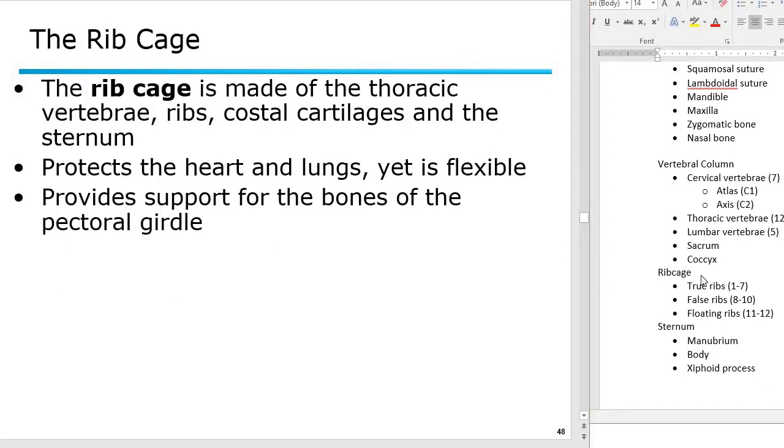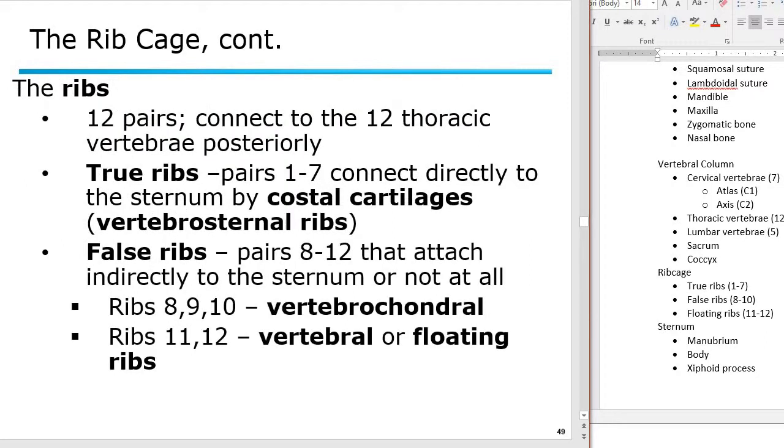Okay, next we're going to get down into the rib cage, the bones that you need to know for the rib cage. There are 12 sets of ribs, and the rib cage is there to protect our heart and lungs, as we said before. Just a note, men and women both have the same number of pairs of ribs, 12 pairs. Everybody has that. Now there are different categories. We have true ribs, false ribs, and then what we call floating ribs.